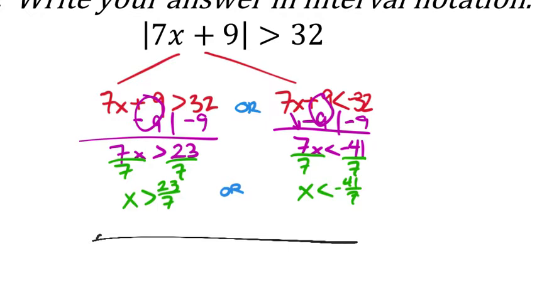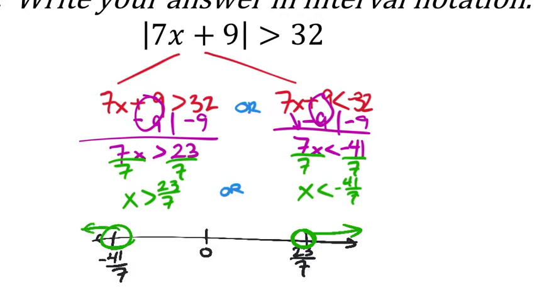So here's my line right here. I'll put 0 in the middle. I'm comparing positives and negatives, so there's 23/7 on the right and negative 41/7 on the left. So the first one, 23/7, that's an open circle because it does not equal 23/7. Then it eats the x, so the line goes to the right. Negative 41/7, this one, is an open circle again because it's not equal, and it is not eating the x, so the line goes to the left.